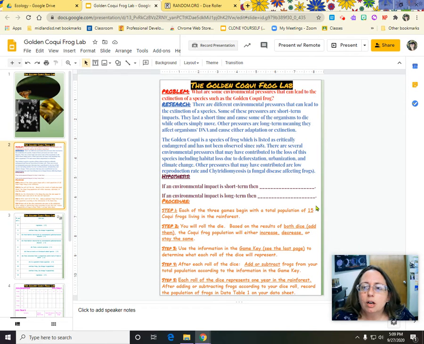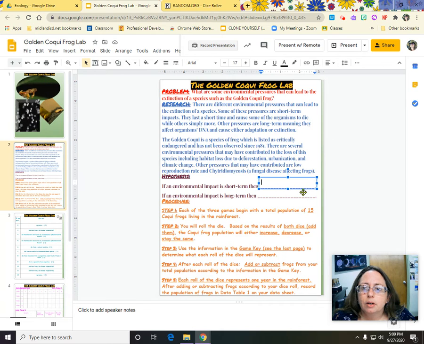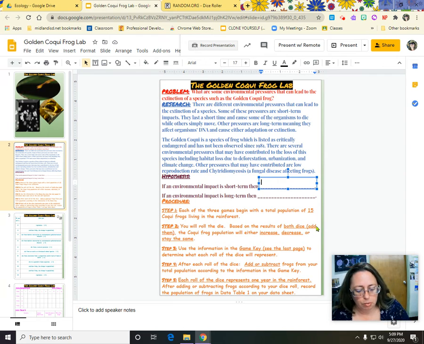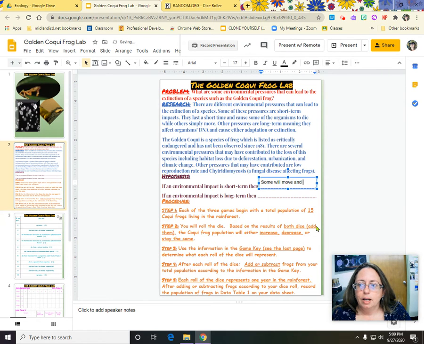So now let's look at our hypotheses. So we have two. It says, if an environmental impact is short-term, then, well, what do we think will happen if it's short-term? Well, it kind of tells us up here. If it's short-term, some organisms will die and others will move. So some will move and some die. Okay?